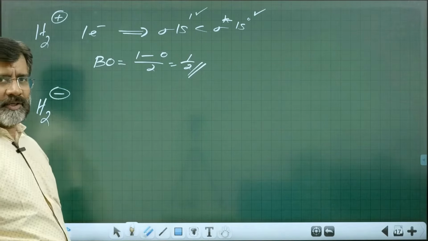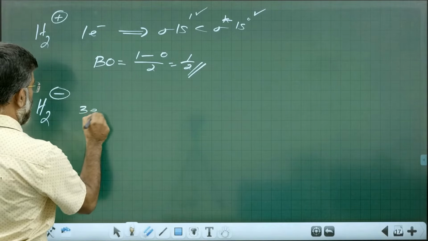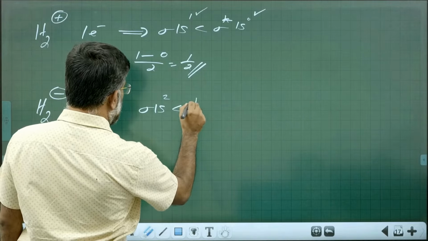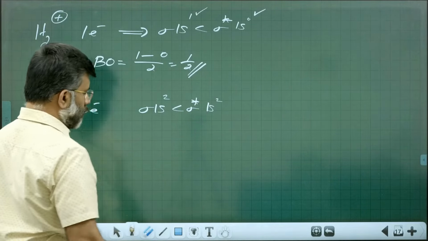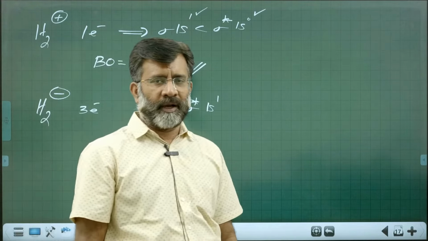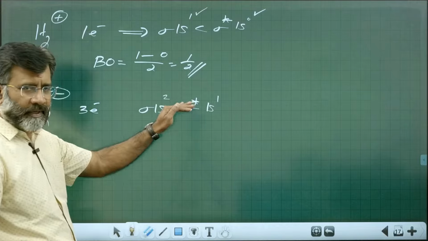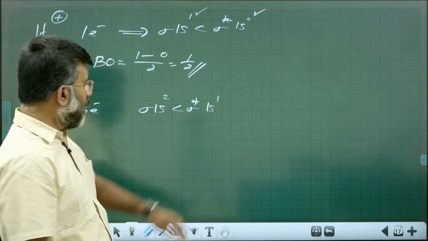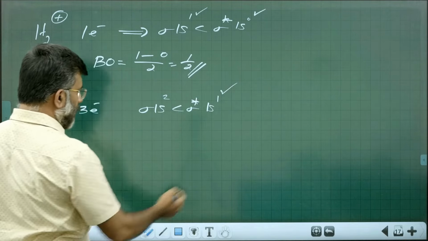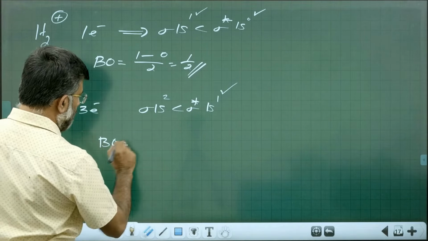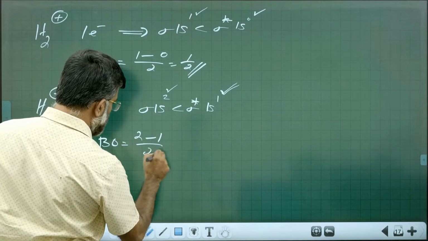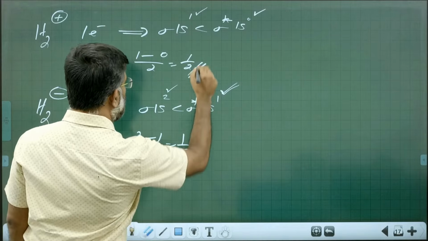What if it is H2 minus, which contains 3 electrons? How is the configuration? Sigma 1s2, sigma star 1s1. This is the configuration. Once again, it is paramagnetic in nature. What is the bond order? It is Nb minus Na by 2, 2 minus 1 by 2. You are getting the same bond order.